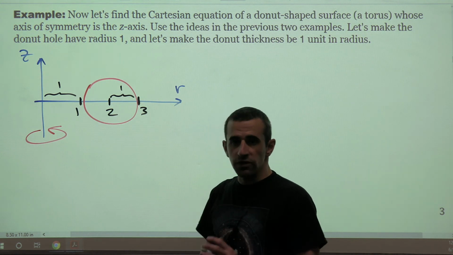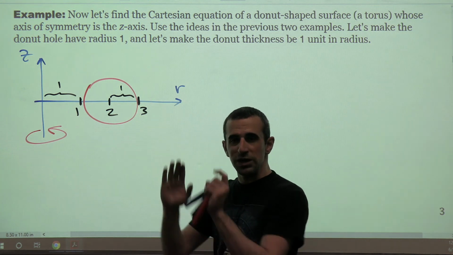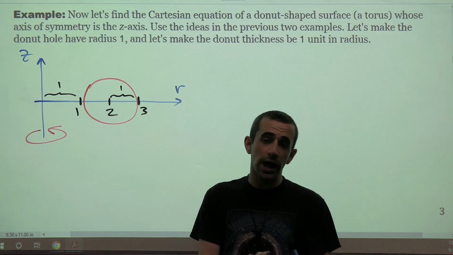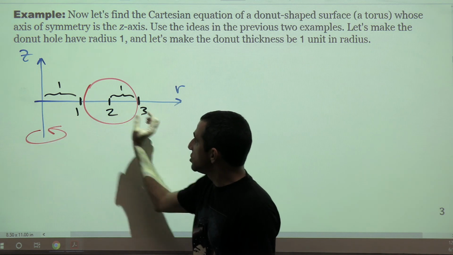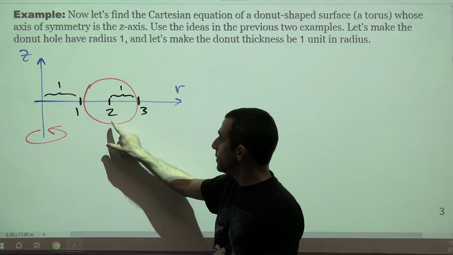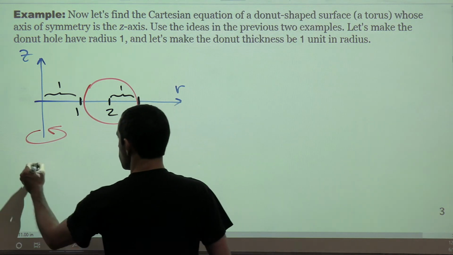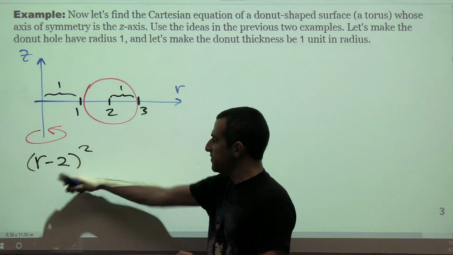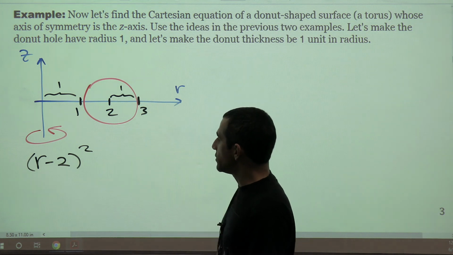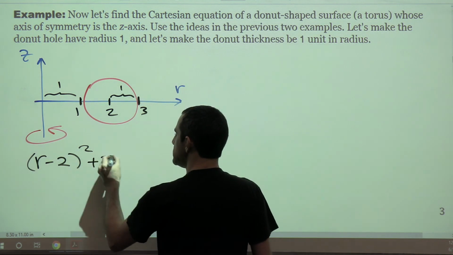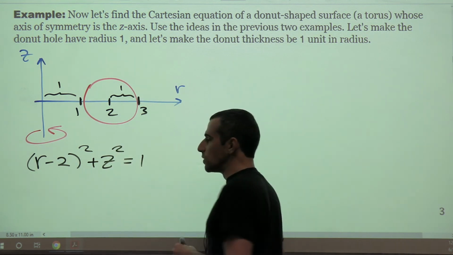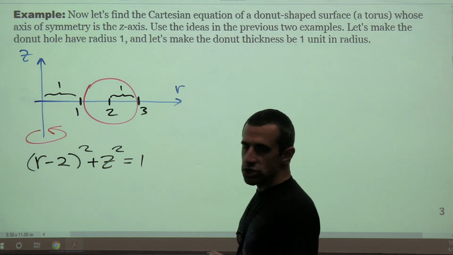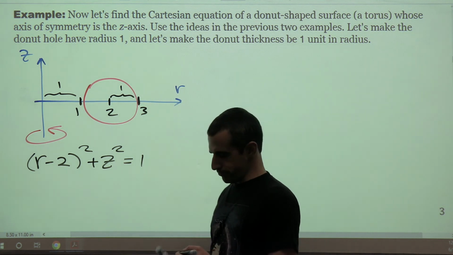So if you just had the unit circle in the RZ plane, it would just be r squared plus z squared equals 1. But because this circle is shifted 2 units to the right, it's going to be (r minus 2) squared. That accounts for the shift of 2 units in the r direction. And then plus z squared equals 1. So that is the equation of the radial cross section.